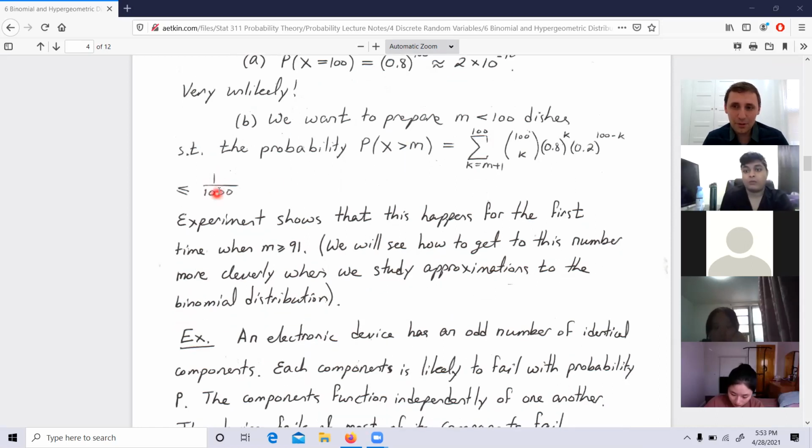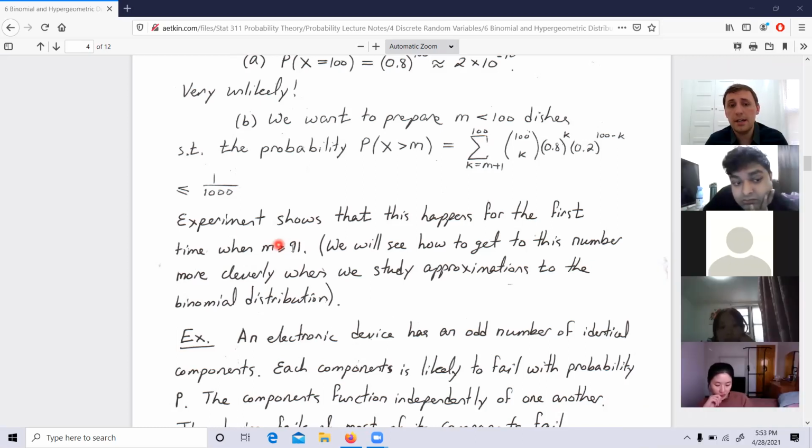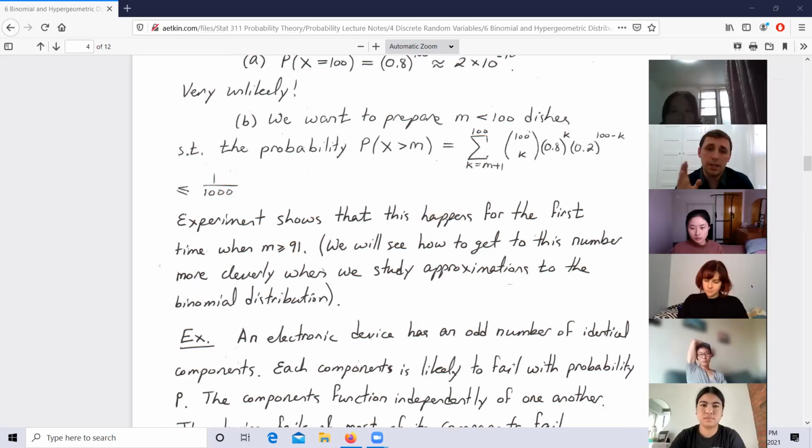So we have 1 over 1,000 is where we want. I will show you later that there are much better ways to estimate this number. You can see the summation is pretty ugly. You can estimate it with a computer, but of course you can use approximations to the binomial to figure out this number far better. But right now, let's say by doing calculations, we see that we want to prepare 91 dishes. So it's going to be less than 1 in 1,000 when we prepare 91 dishes. That's how many dishes we want to have ready. Interesting, yes?